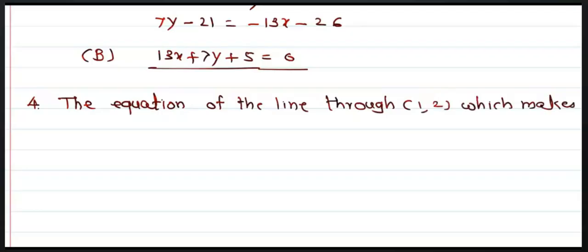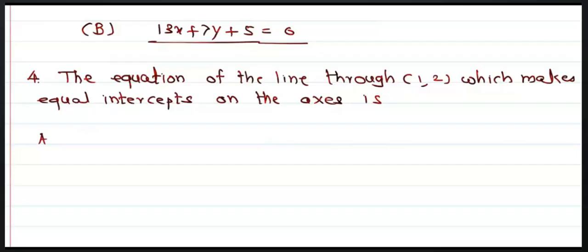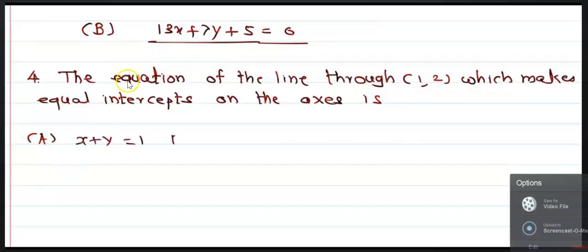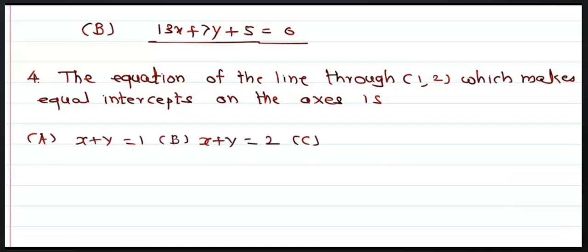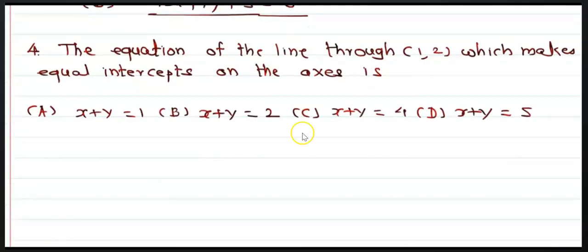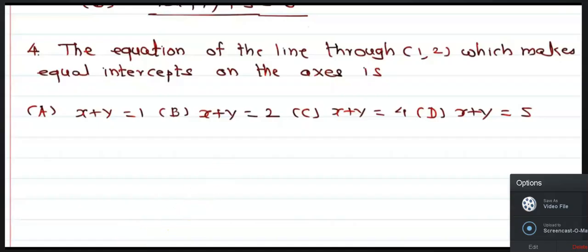The equation of the line through the point 1, 2 which makes equal intercepts on the axes is, now here the given line passes through the point 1, 2, which makes equal intercepts on the axes, and then form the equation. The options are: x plus y is equal to 1, x plus y is equal to 2, x plus y is equal to 4, x plus y is equal to 5.